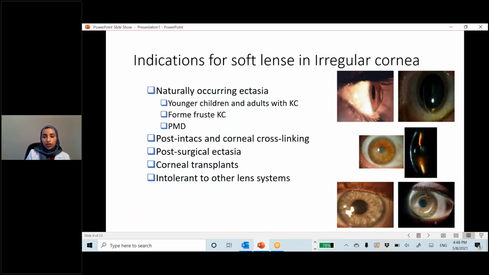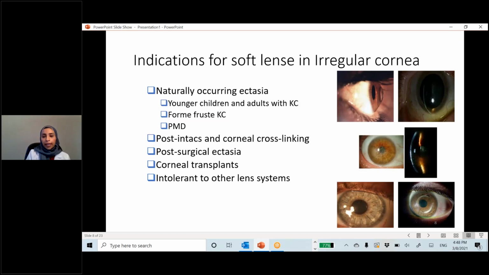Who are the candidates for soft lenses with irregular cornea? Well, typically we think of keratoconus, and we have the whole family of naturally occurring ectasias. We have early onset keratoconus that does quite well with this design. So the younger children and the adults that are starting to present with keratoconus or some steepening from the first keratoconus, and those patients are detected in a refractive surgery center that may actually be experiencing some glare and shadowing. This lens can also be helpful for those patients.